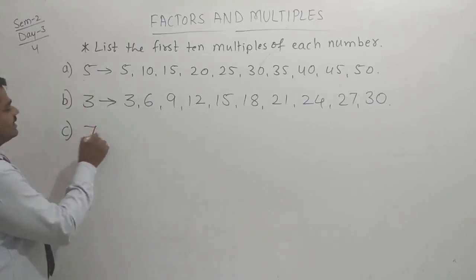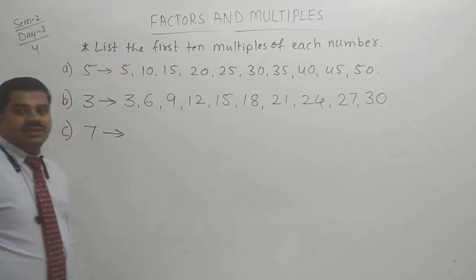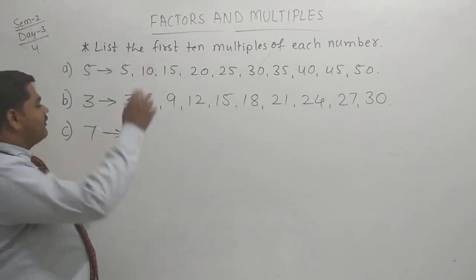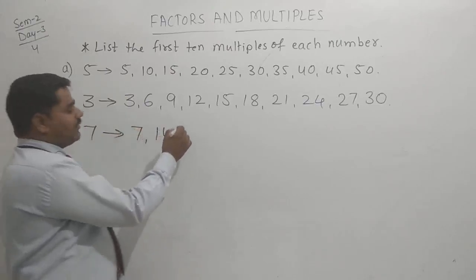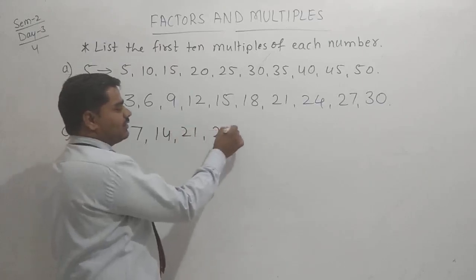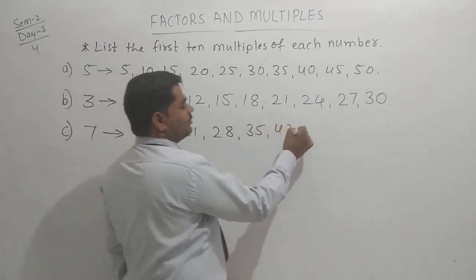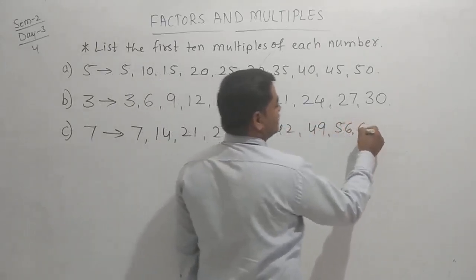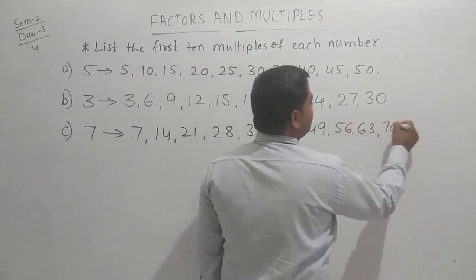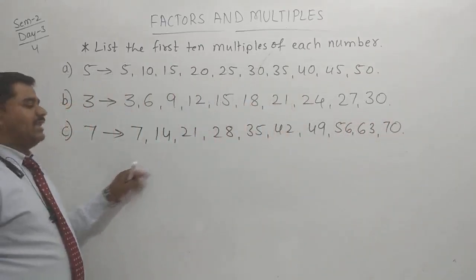Next question. See, list the first 10 multiples of 7. Read loudly with me. 7 1s are 7, 7 2s are 14, 7 3s are 21, 7 4s are 28, 7 5s are 35, 7 6s are 42, 7 7s are 49, 7 8s are 56, 7 9s are 63, 7 10s are 70. These are the first 10 multiples of 7.